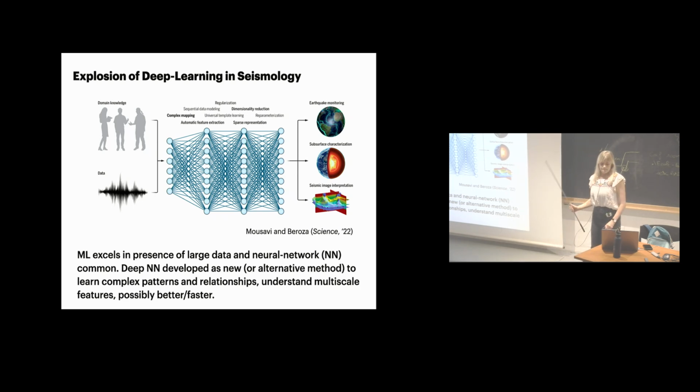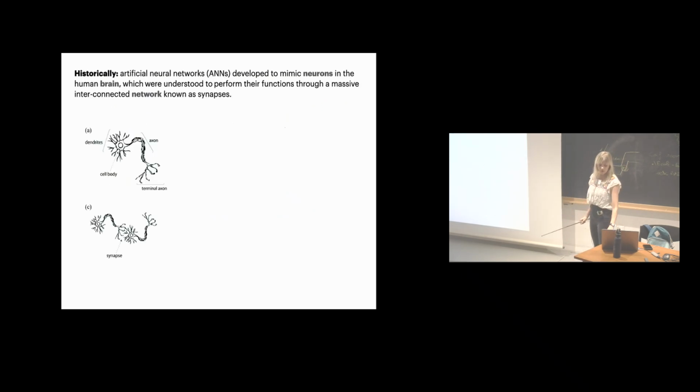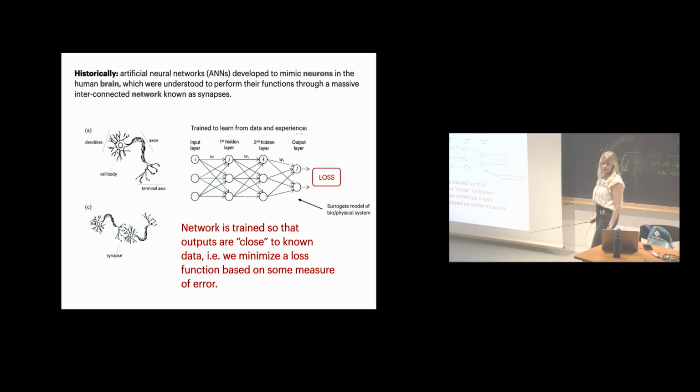We know that machine learning excels in the presence of large data. These neural networks are very common, and you've probably all seen pictures of them. The idea is that instead of using traditional methods like finite difference, finite element, or boundary element, maybe we can just use a neural network to solve these PDEs or understand complex patterns better. This is a historical perspective. Artificial neural networks were developed to mimic neurons in the human brain, and the idea is that the neural network could learn from data and experience.